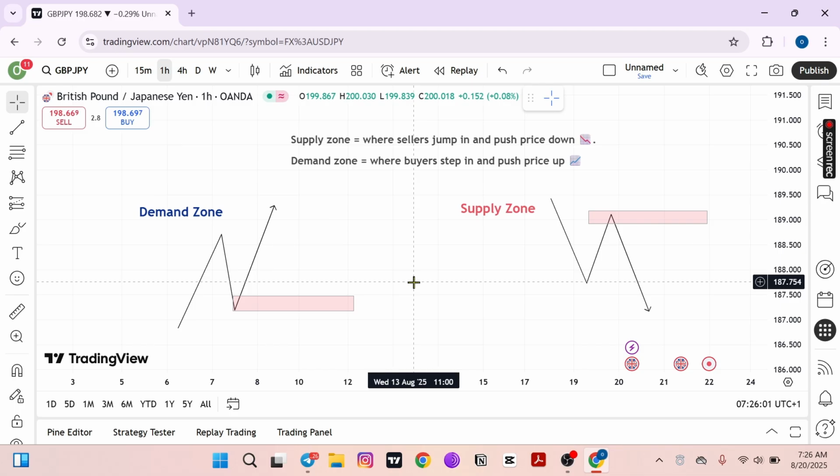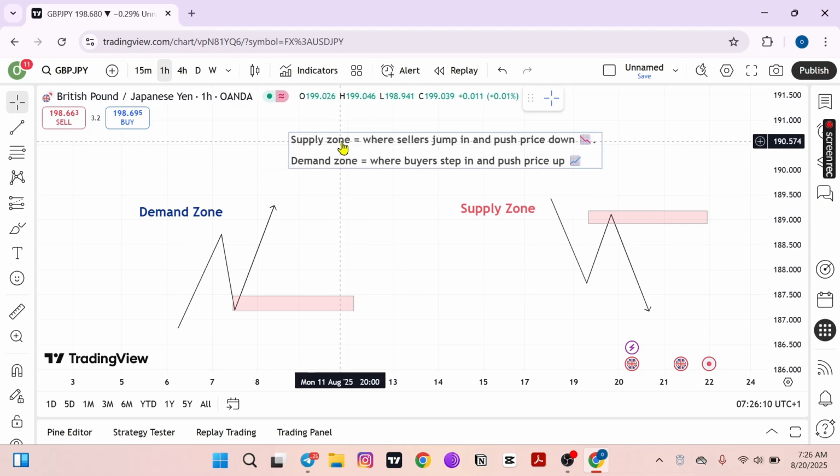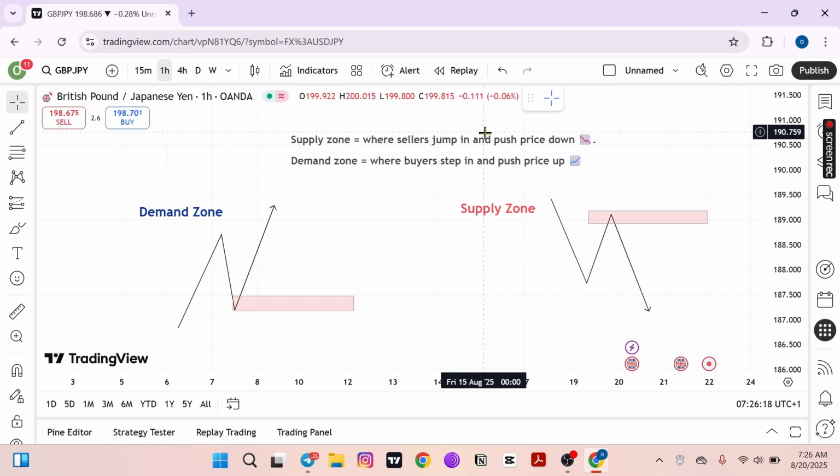First of all, I want to explain what demand and supply zone means before we jump into the chart. Supply zones are where sellers jump in and push price down. A supply zone is where traders are looking to sell, where there is a strong or high probability for the market to sell. That is what we call a supply zone.